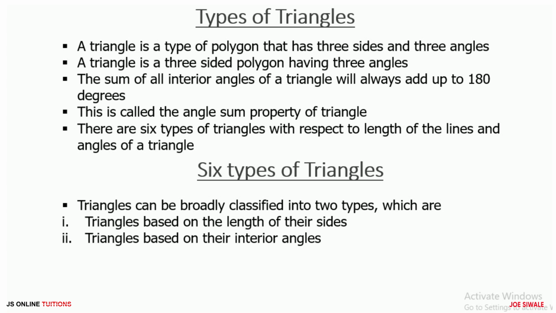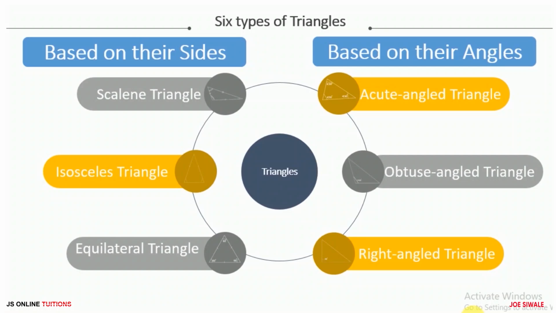There are 6 types of triangles with respect to the length of the lines and the angles of a triangle. Let us now look at 6 types of triangles. Triangles can be broadly classified into 2 types: the first one, triangles based on the length of their sides; the second one, triangles based on their interior angles. So based on their sides, we have scalene triangle, isosceles triangle, equilateral triangle. Then based on their angles, we have acute angled triangle, obtuse angled triangle, right angled triangle.